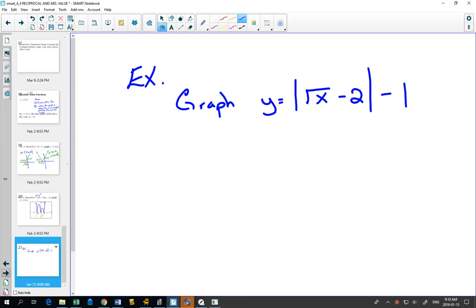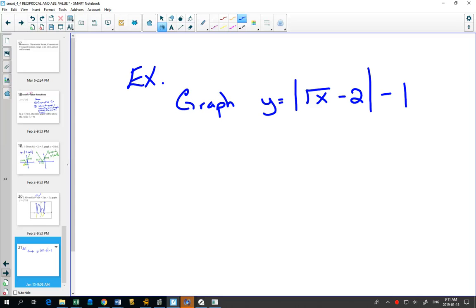When you're combining things like this, you have to think through it logically and say, what all needs to happen here? I can see that minus 1 is going to be a translation down. I can see that that would be the last thing that I would do. So before I translate it down, I need to graph that first part. How do I graph that first part? Well, it's an absolute value. I graph the inside first, and then I flip whatever's below.